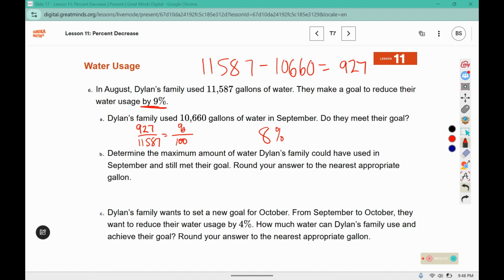They wanted to reduce it by 9%. So did they meet their goal? They did not meet their goal.